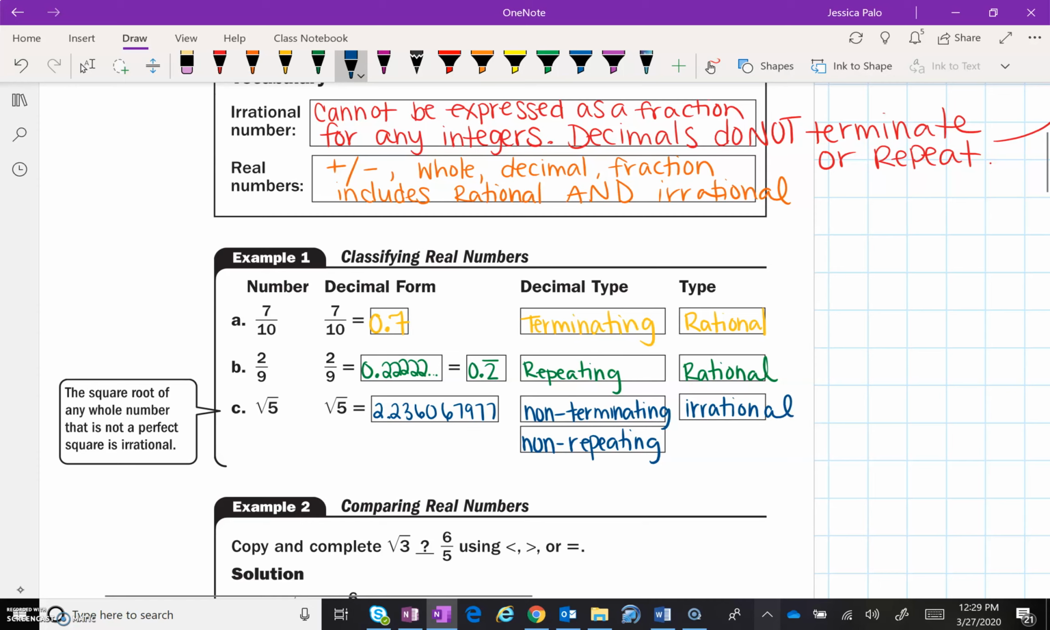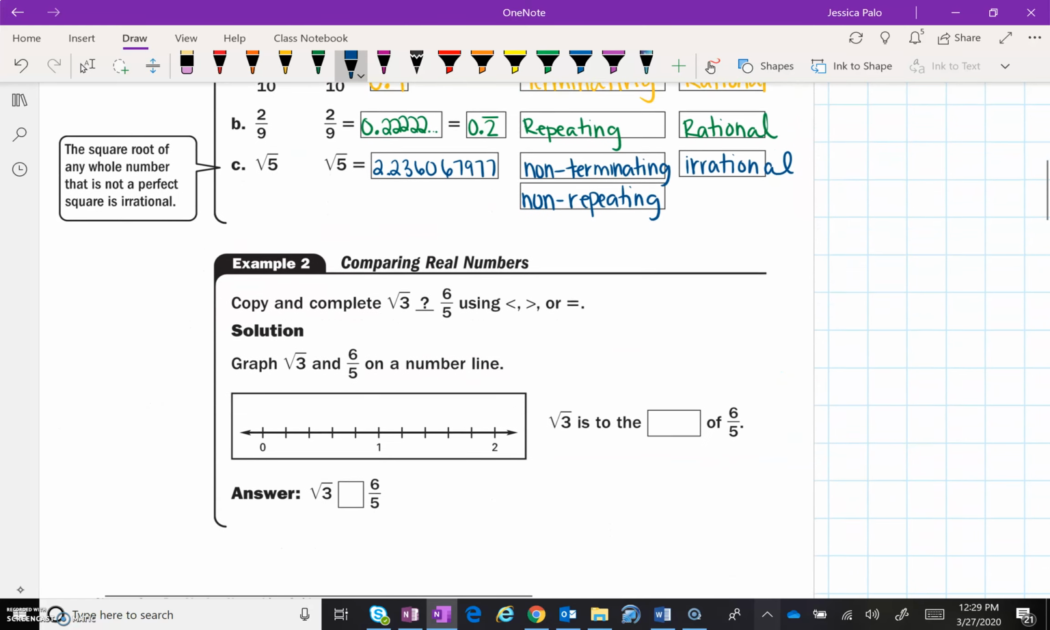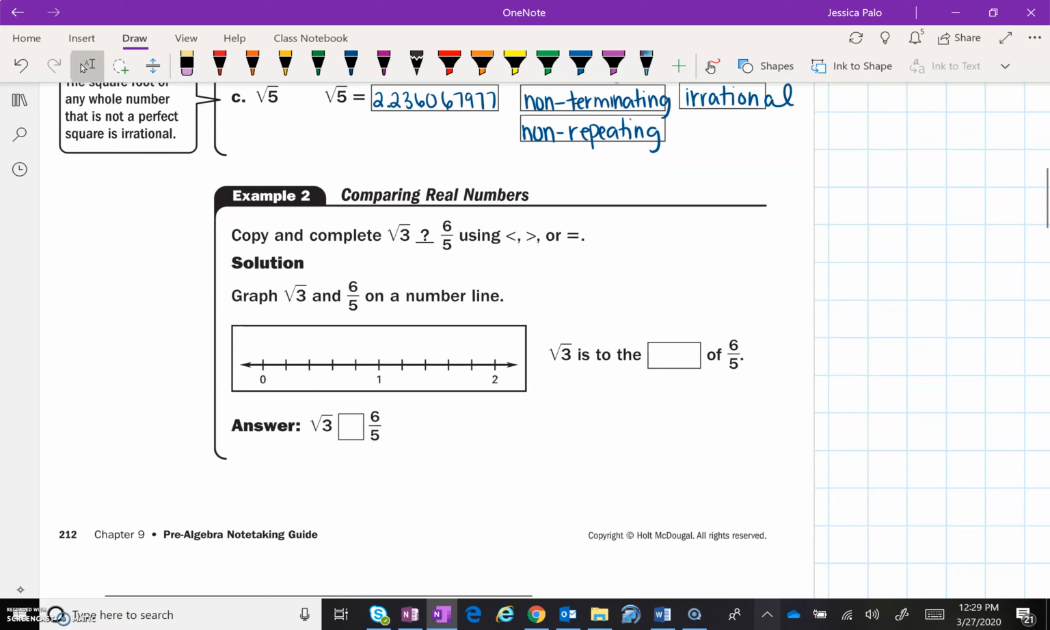Example 2, comparing real numbers. So we're just going to compare numbers and approximate their location on a number line, and then use our inequality symbols to show how they are related. So we need to graph radical 3 and 6 over 5. Well, let's plug radical 3 in the calculator and see what radical 3 comes up as in decimal form. I'll write it right up here. Radical 3 is 1.732205080757, and it's going to keep going on forever and ever.